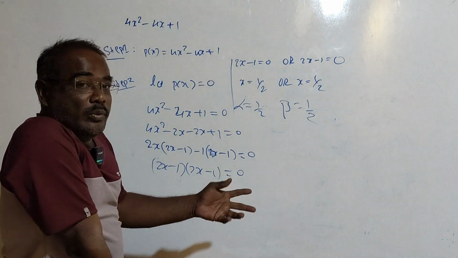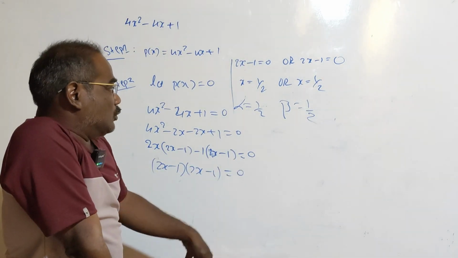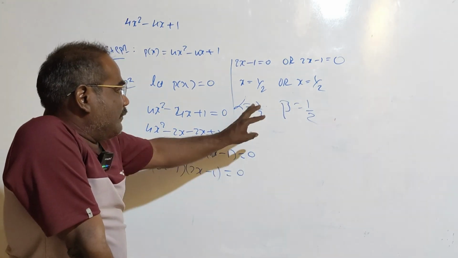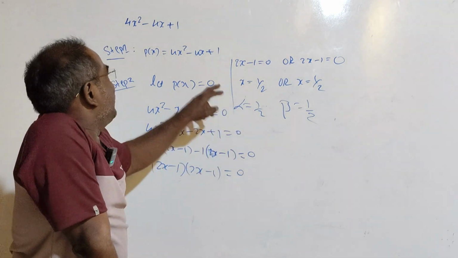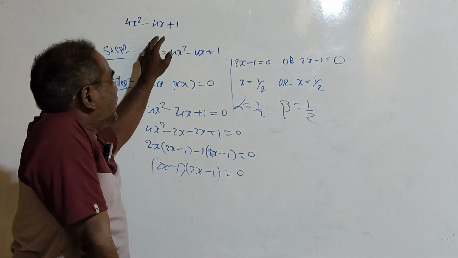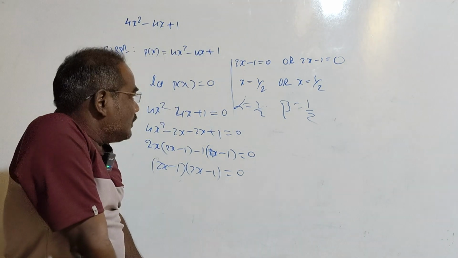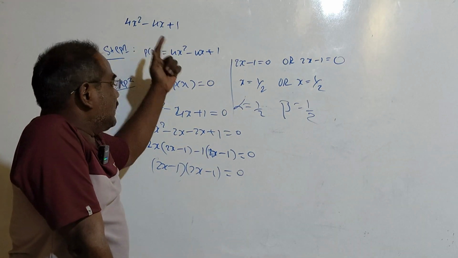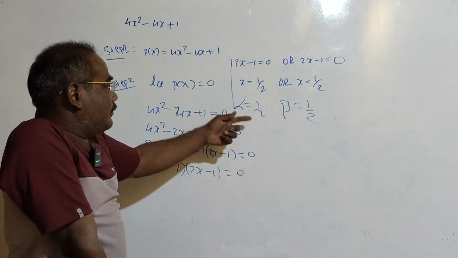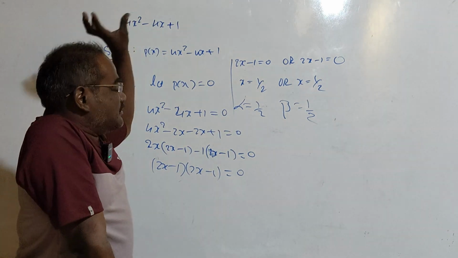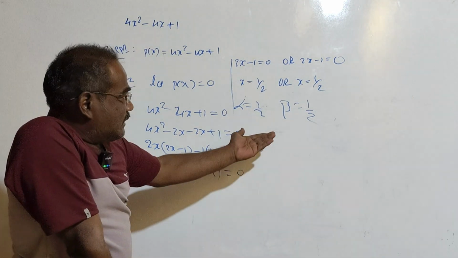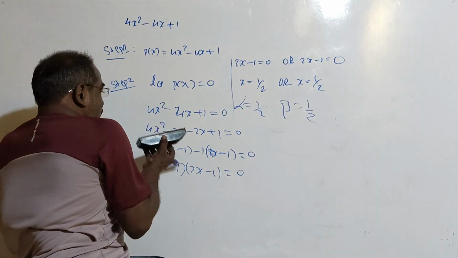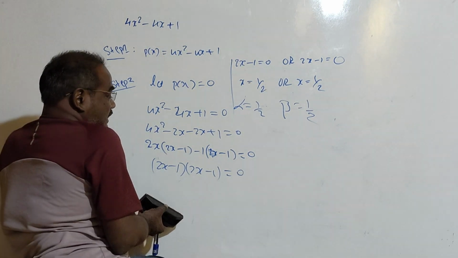Now what are we trying to do? We are trying to identify the zeros. Alpha is 1 by 2, beta is 1 by 2. If you substitute alpha equal to 1 by 2 in the given equation, this equation becomes 0. Wherever x is there, in the place of x you pass the value of 1 by 2, this becomes 0. Hence these are called zeros of the given polynomial. I think this is understood.